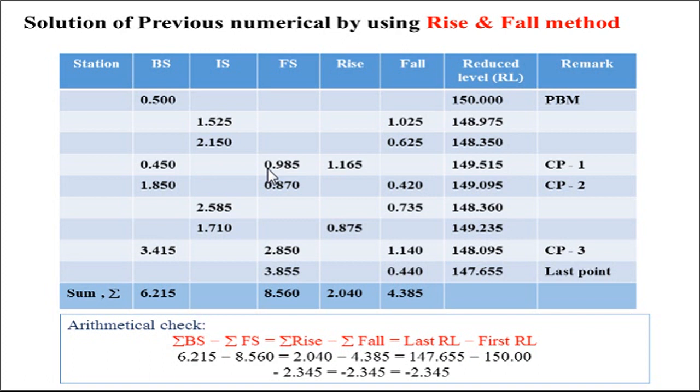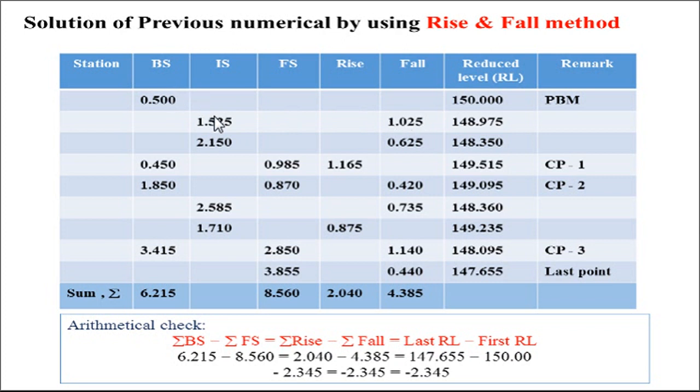Now the important thing in this method is the calculation for rise and fall. Now these rises and falls for various readings are calculated by comparing two successive readings. For example, this is the first reading, this is the second reading. So first minus second, as this reading is more than this, so we will get negative, and that's why it is a fall. So 1.025 we have to enter over here, fall. As it is negative, so fall. Don't write the minus sign.